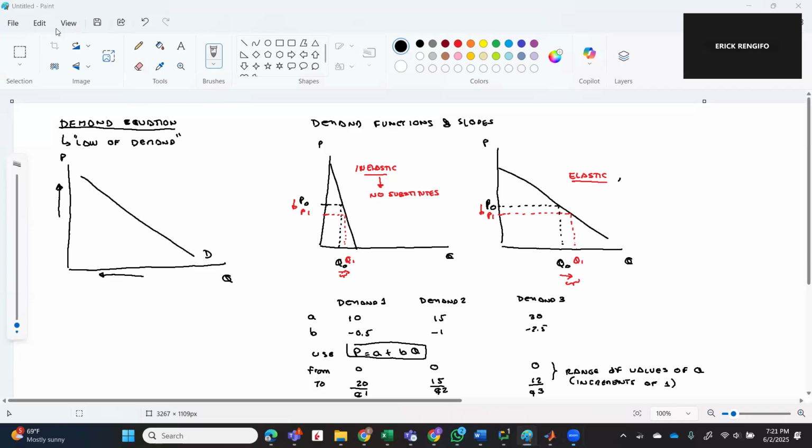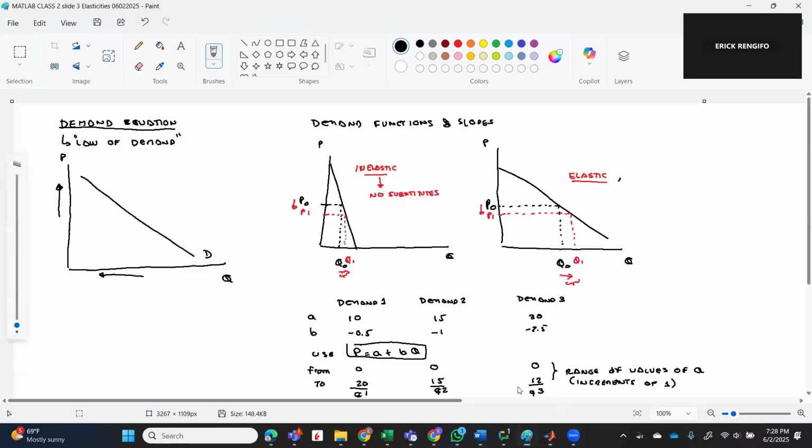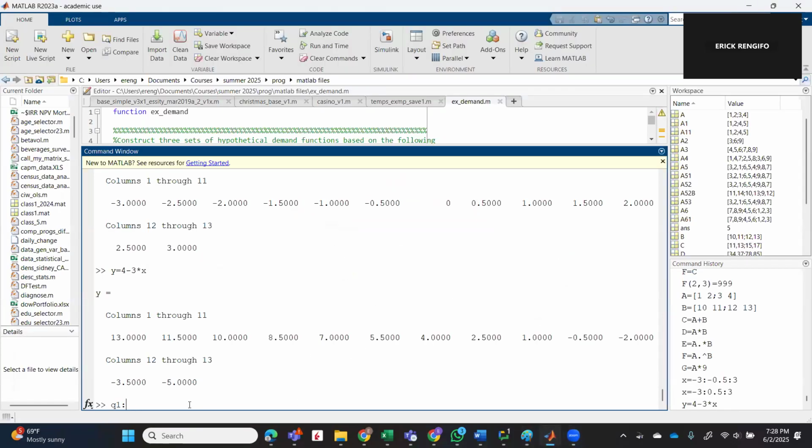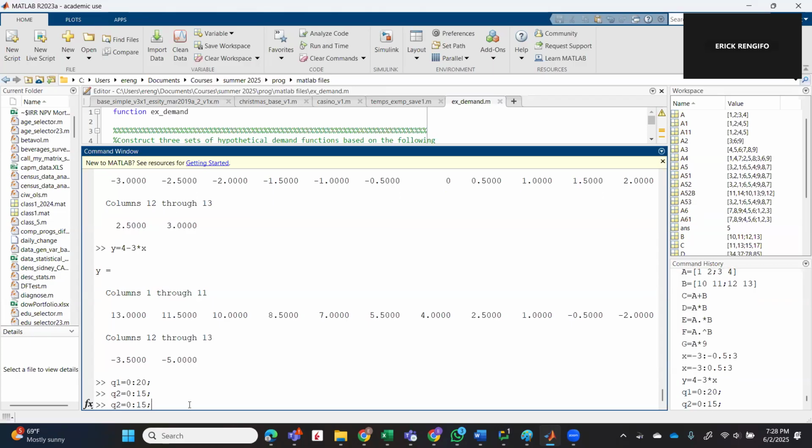Yeah. Okay, so let me resume and let's continue. Let's create first the sequences. I will call them Q1 from 0 to 20, Q2 from 0 to 15, and Q3 from 0 to 12. So Q1 equals 0 to 20. I want Q2 to be 0 to 15, I think, right? And Q3, 0 to 12.